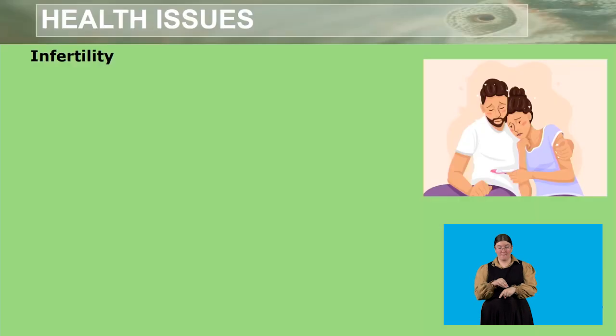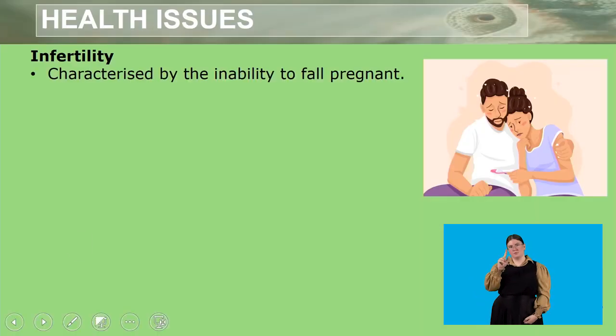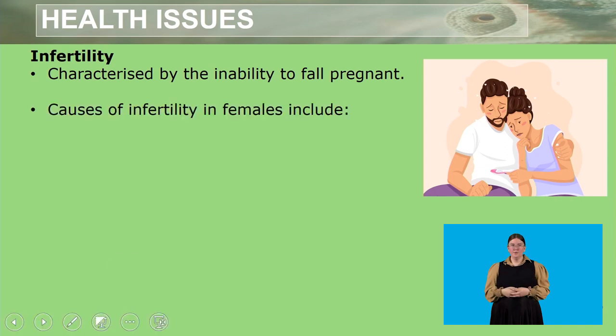Welcome back. In this last part of the lesson, we are going to be looking at the health issues that are related to the reproductive system. So the first health issue that is related to the reproductive system is known as infertility. This is characterized by the inability to fall pregnant. So it affects both men and women. So we are first going to look at the causes of infertility in females.